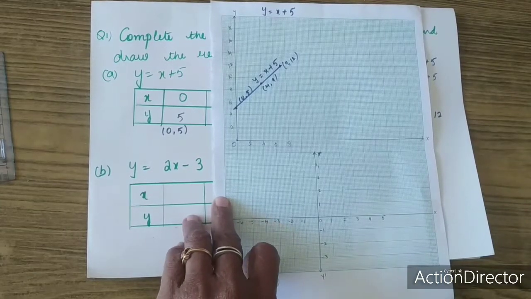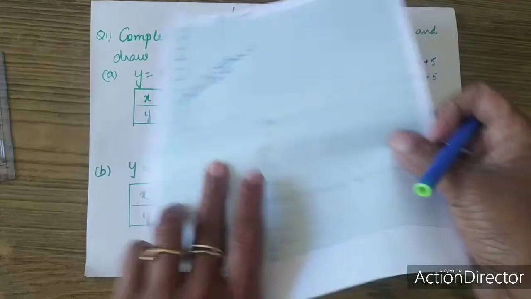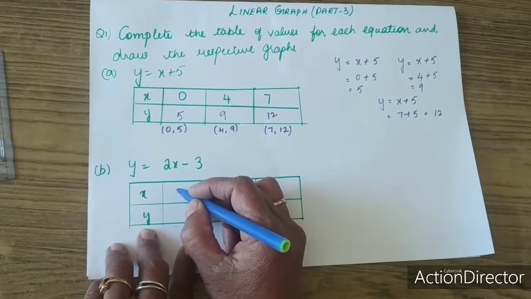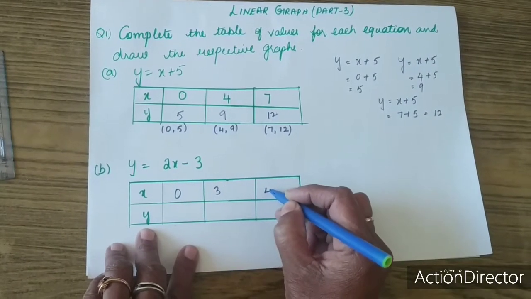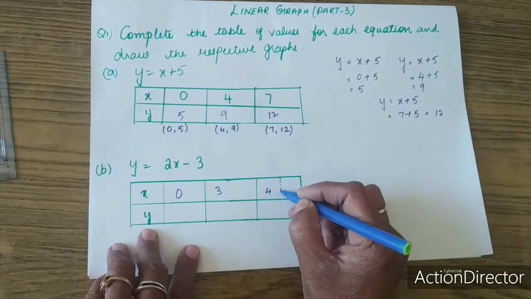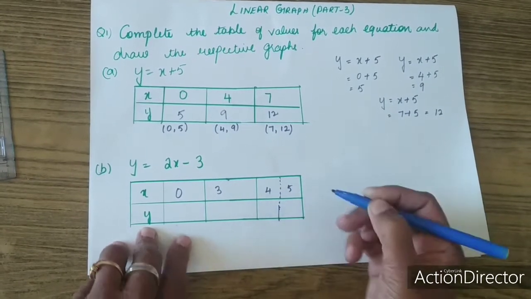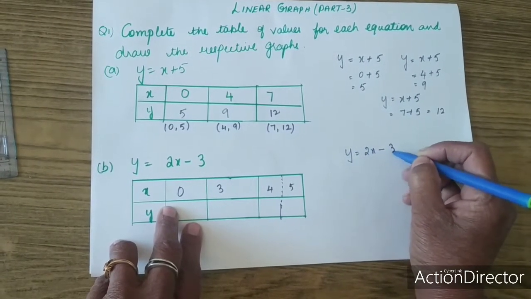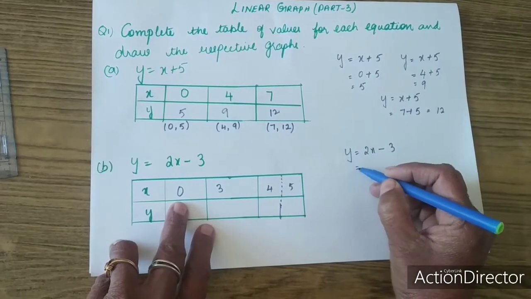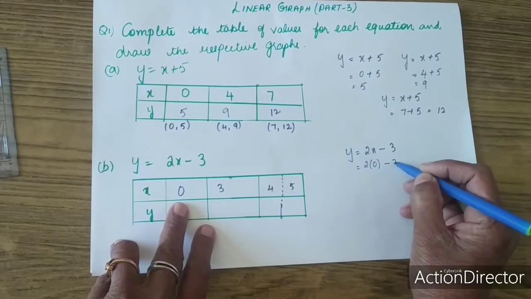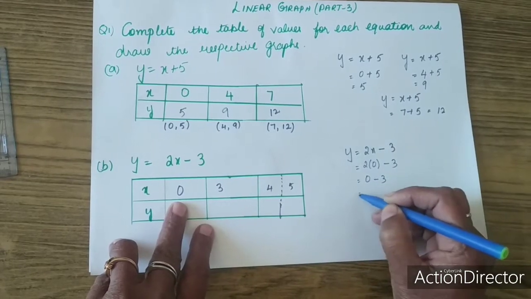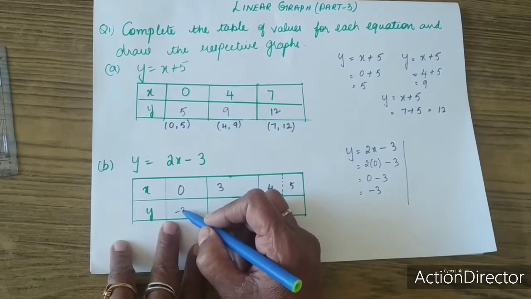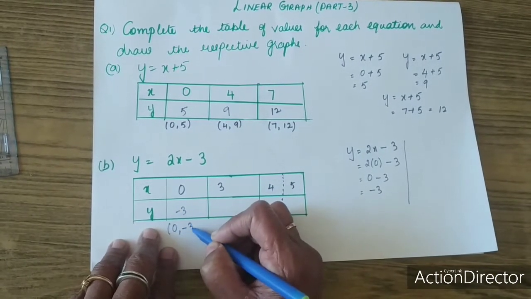Now let us move on to the second one, how to plot the points after calculating the values in the table. Now first let us take these x values as 0, 3, 4 and one more value, 5. So first your equation is y is equal to 2x minus 3. First my x value is 0. So this is equal to 2 into 0 minus 3. This is equal to 0 minus 3, minus 3. So in front of 0 you write minus 3 and the coordinates are 0, minus 3.